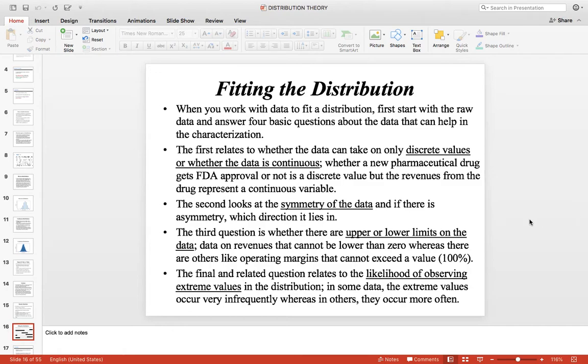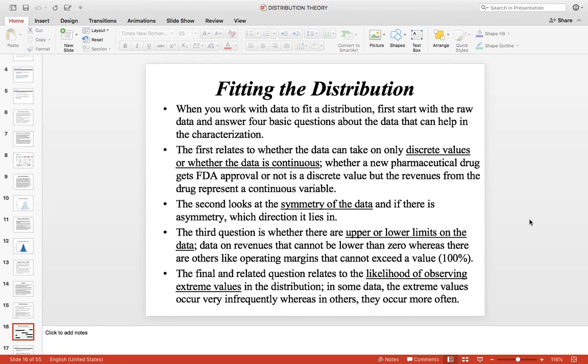Now, it's very important for us, particularly when you're using distributions in real life, that we have to fit the distribution. When you work with data to fit a distribution, first we start with the raw data and answer 4 basic questions about the data that can help us in the characterization. The first relates to whether the data can take on a discrete value or whether the variable is continuous. Whether a pharmaceutical drug gets FDA approval or not is a discrete variable, but the revenue from the drug represents a continuous variable.